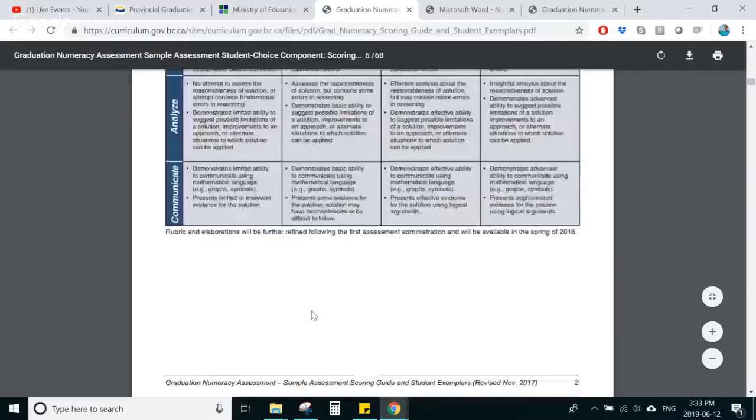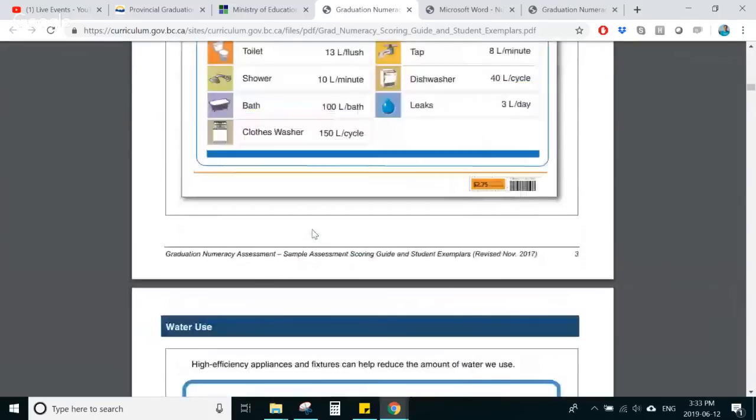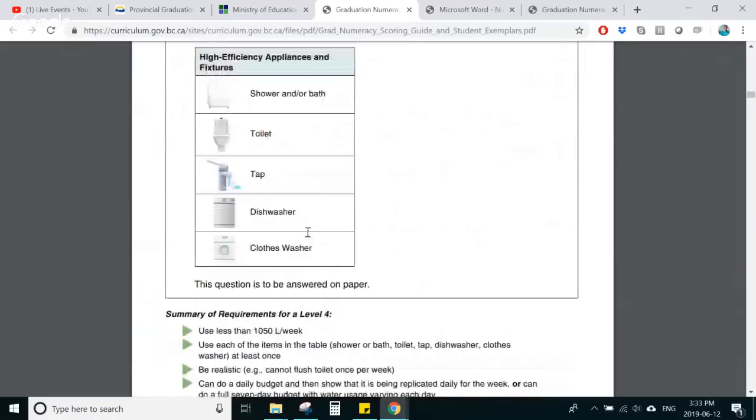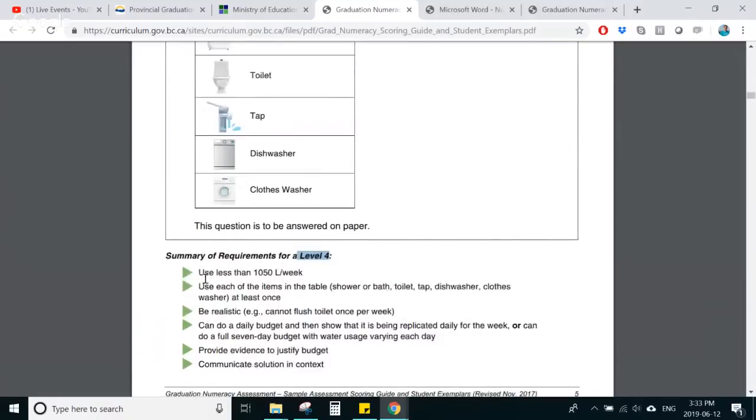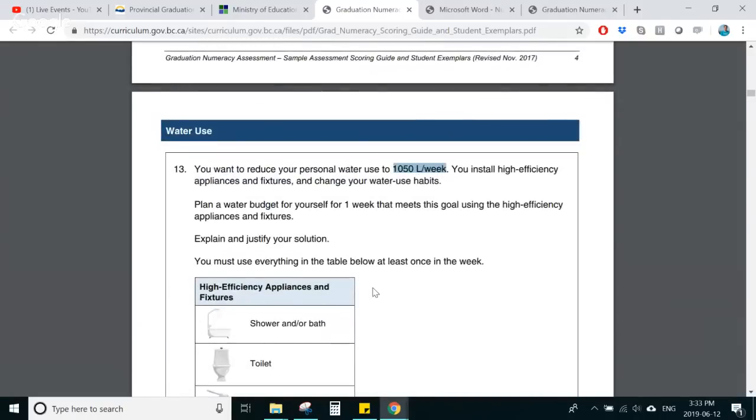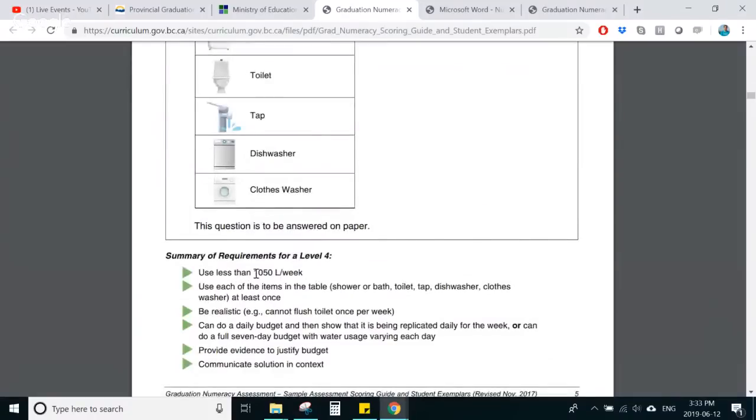Okay, so let's take a look. Here's the question, and here's a summary of the requirements to get a 4 out of 4 on this question. So your answer must have a solution that uses less than 1,050 liters per week. Remember that that was a basic requirement of the question, one of the constraints. So that constraint is met if your solution has 1,050 liters or less.